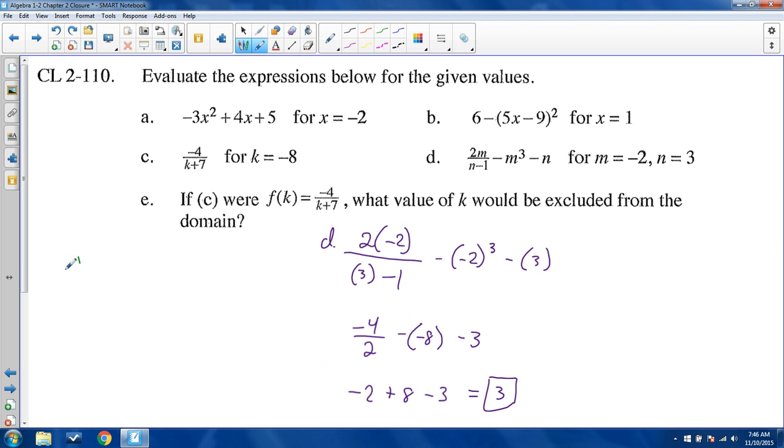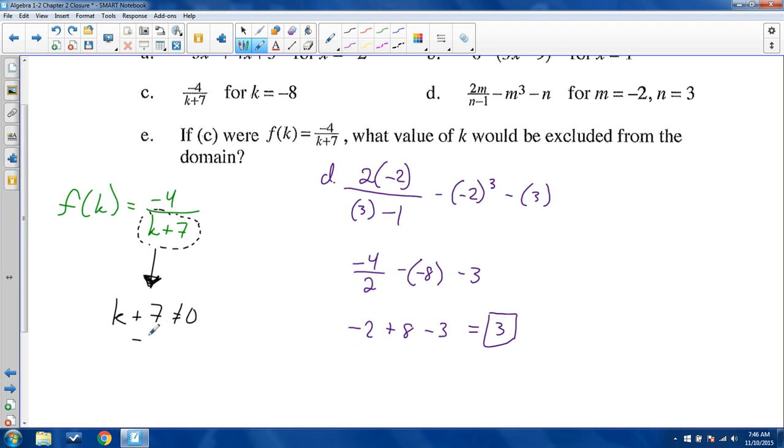This, here, let me write it over here. This k value is in the denominator, meaning there is a chance that the denominator can become 0. If I plug in some value for k, my denominator becomes 0. I'm dividing by 0, and I can't do that. You literally can't. Negative 4 divided by 0 does not give you a number. So the idea here is I have to say that k plus 7 cannot equal 0. So treat this like a solve for k kind of equation. Subtract 7 from both sides. And what value can k not become? k cannot equal negative 7.